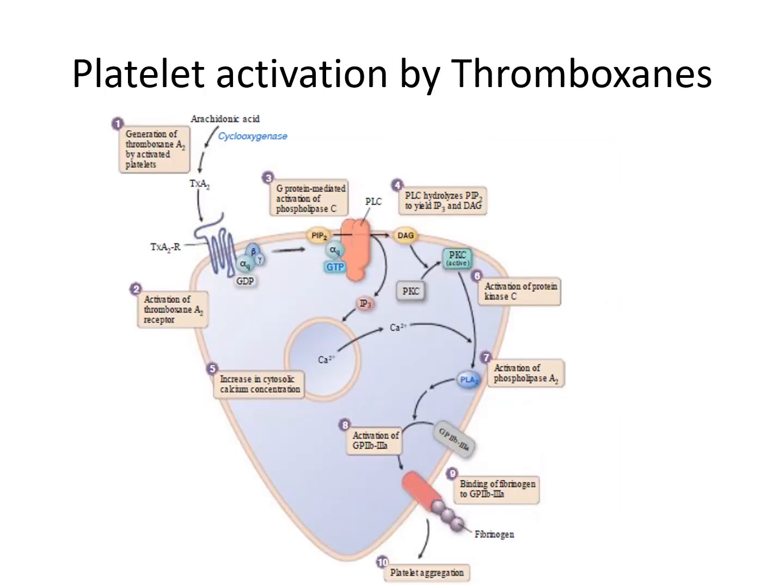This shows the platelet activation by thromboxanes. Once thromboxane is released, that is, the generation of thromboxane A2 by the activated platelets, it will go through different pathways which involve various secondary messengers like IP3, DAG, and also an increase in cytosolic calcium concentration. In the final effect, it results in the activation of GP2B and 3A receptors.